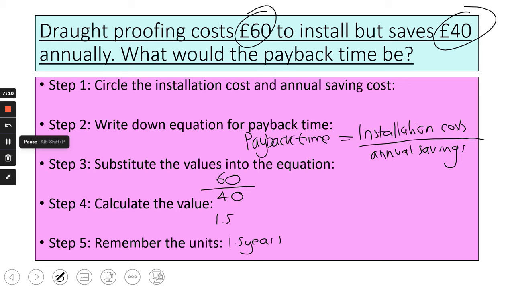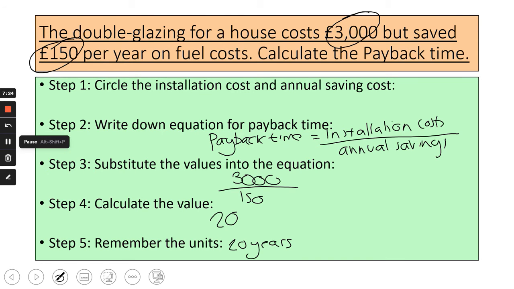Okay, draught proofing costs £60 to install but saves £40 annually. What would the payback time be? So look at your answer and check it against this one. You should have got 1.5 years. Okay, the double glazing for a house cost £3,000 but saved £150 per year in fuel costs. Calculate the payback time. Again, check your answer against this one. You should have got 20 years.